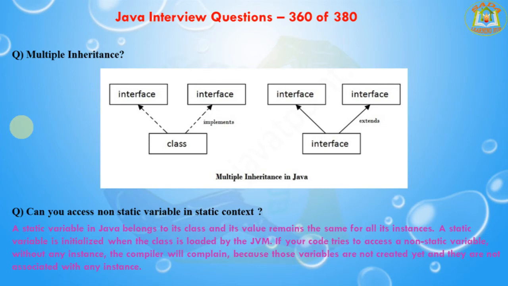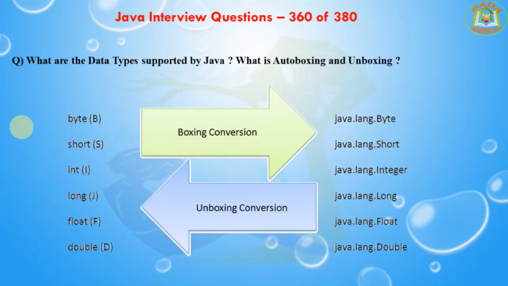The next question is, what are the data types supported by Java? What is autoboxing and unboxing? There are 8 primitive data types supported by the Java programming language. The 8 primitive data types are byte, short, int, long, float, double, and so on.